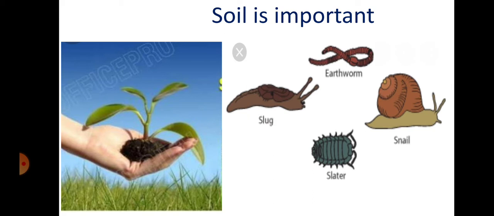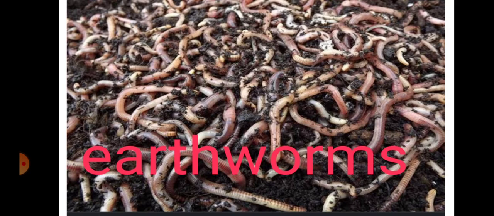In the same way, soil is home for many animals like the earthworms, rabbits, moles, ants and bugs, snails. Like these animals, snakes, these animals live in the soil. Earthworms make the soil fertile. So earthworm is called farmer's friend.